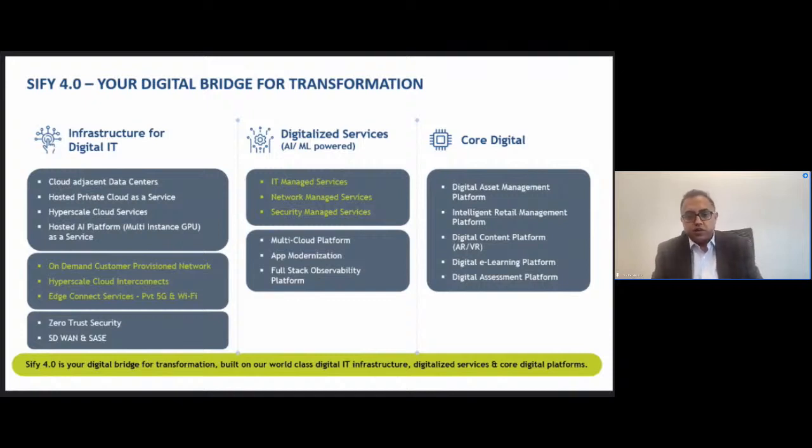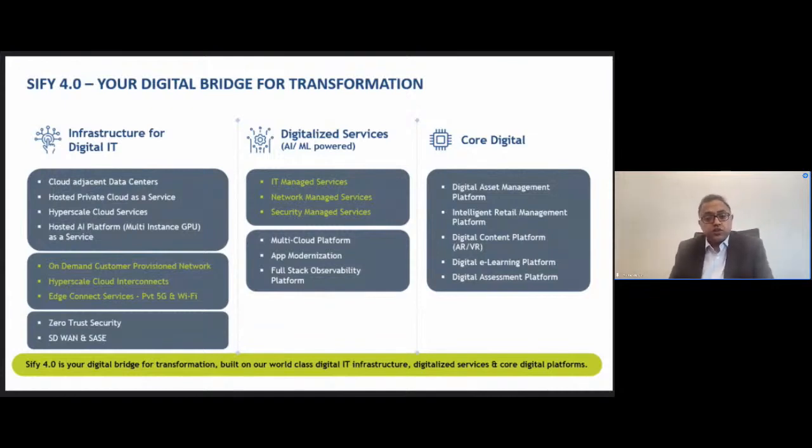Are you a cloud enabler? If you want to use your core applications from anywhere, is ZTNA in place? And SD-WAN is continuously helping you in your customer experience and optimization of the WAN. So that's the first pillar of Sify 4.0, which we focus on: first, to understand you as an organization and where you want to go as a digital footprint, and that's where we first make the foundation strong.